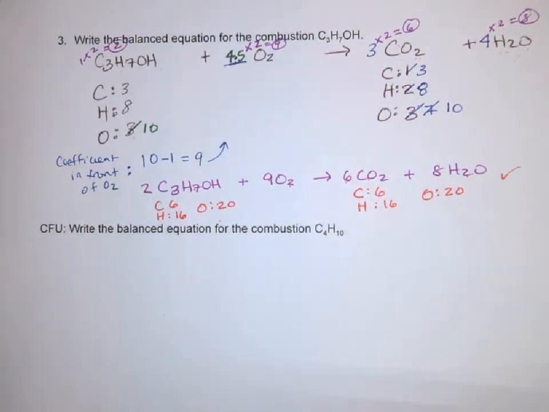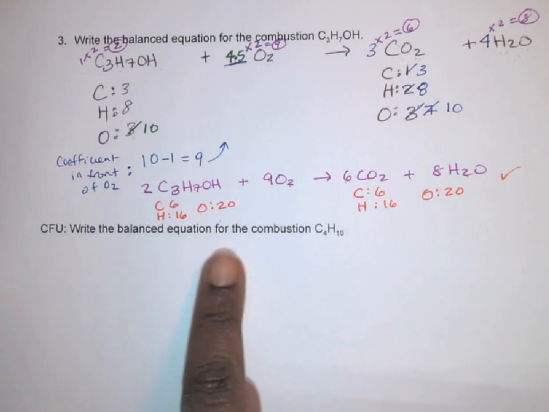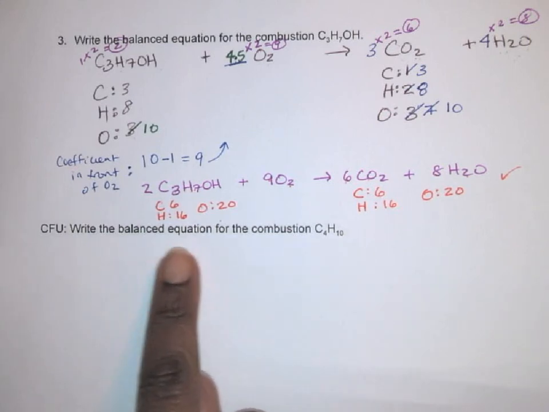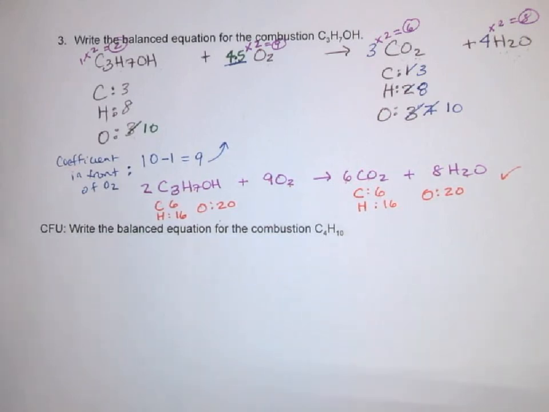All right, that's it for example 3. Now you have your CFU that you can do, which is writing the balanced equation for the combustion of C4H10. The next video will show you the answer for that, but you want to try that on your own.